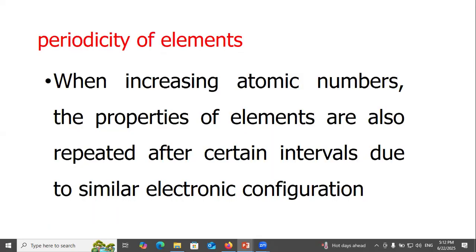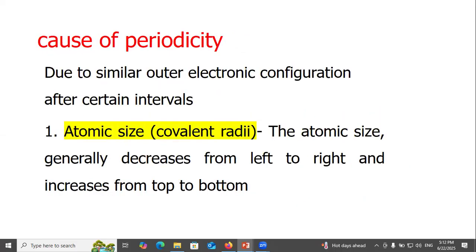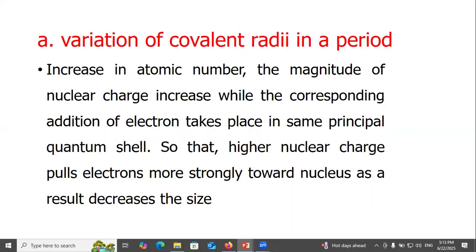Periodicity of elements. With increasing atomic number, the properties of elements are repeated after certain intervals due to similar electronic configuration. The cause of periodicity is similar outer electronic configuration after certain intervals. Atomic size, covalent radii: the atomic size generally decreases from left to right and increases from top to bottom.